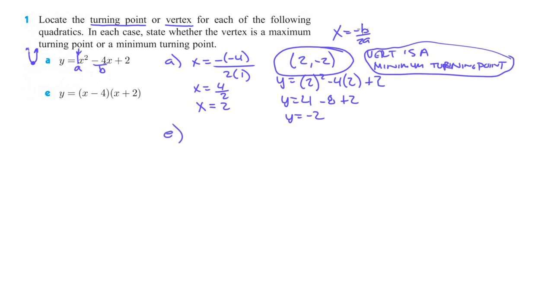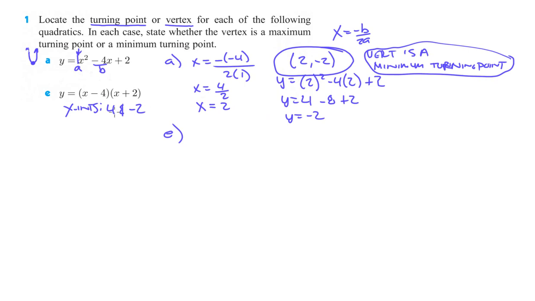All right, for E, same idea, except the problem is we don't know what the A or the B is. So you could FOIL this out and find out what the A and the B is, or I'm just going to find the x-intercepts for both of those. And then I will just split the difference, find the middle of that, and that will tell me what my x-coordinate is. So I know that my x-intercepts are going to be 4 and negative 2.